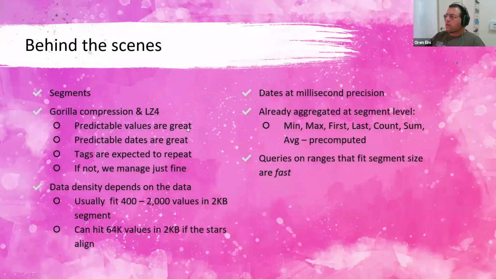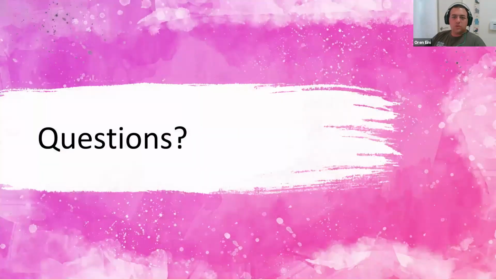I already mentioned, I think, that dates are always in UTC. You have the ability to shift them as you want, but that's it. Dates are always at millisecond precision, so you can't store nanoseconds or anything like that. And those are all the details that I have. Now it's time for questions.